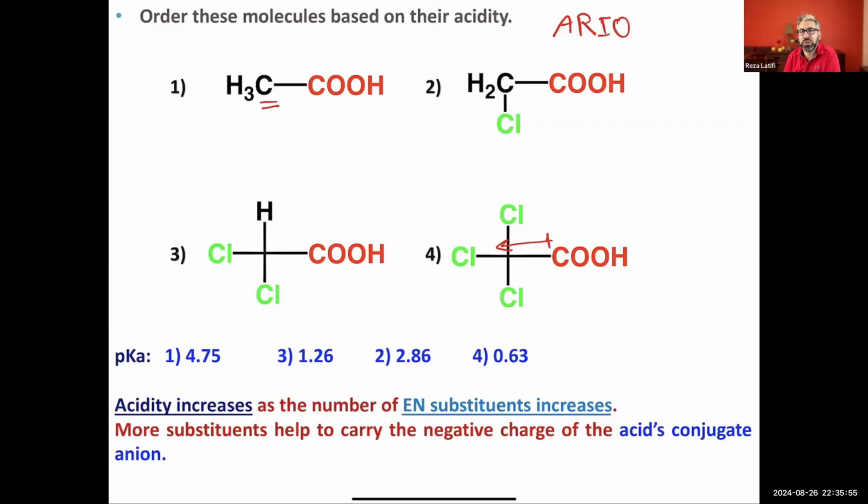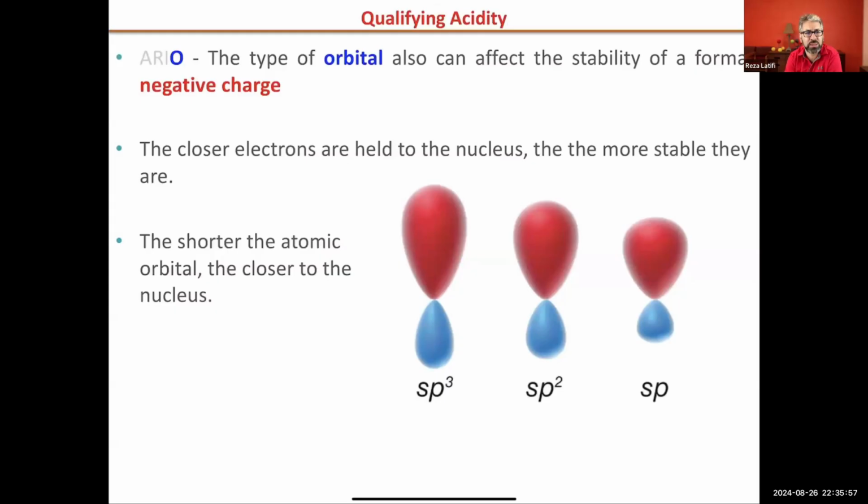Now let's follow the last letter, which is orbital. Should I be worried or should I care about the hybridization of the atoms that are dealing with the negative charge? And why should I bother to know the hybridization for it?